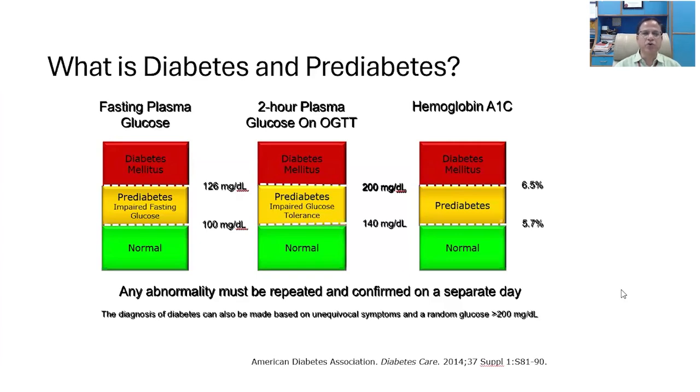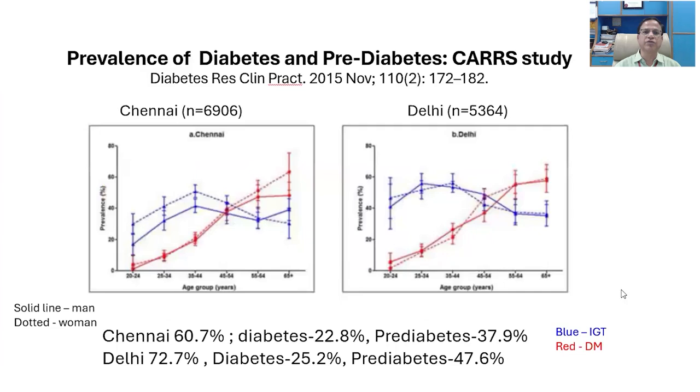So if your fasting blood glucose is between 100 to 126, or 2 hour plasma glucose on OGTT between 140 to 200, or HbA1c between 5.7 to 6.5%, that is pre-diabetes. This gives us a window of intervention where we can intervene and prevent the progression of diabetes.